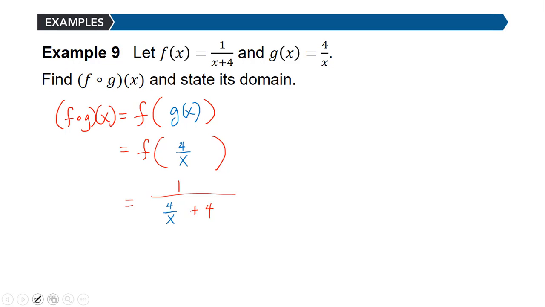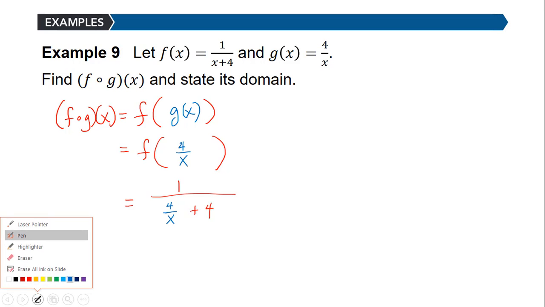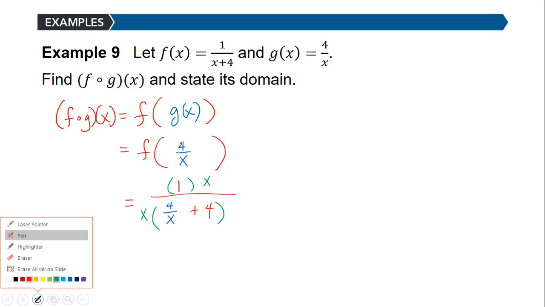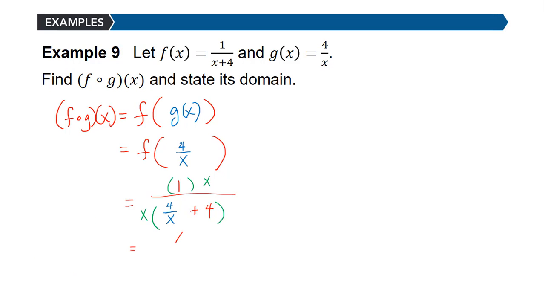So to simplify, this is a complex fraction. I can multiply the numerator and denominator by the LCD, which is x. So I'm going to multiply my numerator by x and my denominator by x. And this gives me x divided by, well, x times 4 over x is just 4. And then 4 times x would be 4x. So x divided by 4 plus 4x.